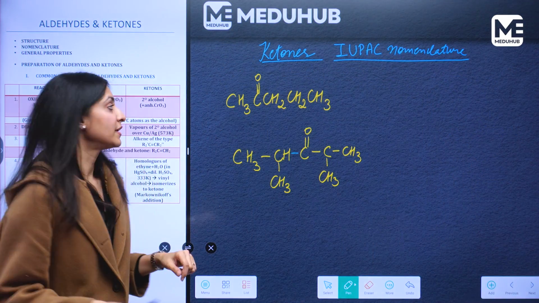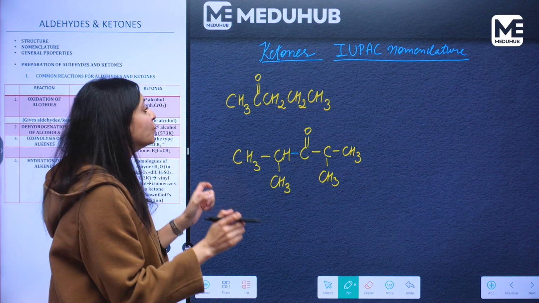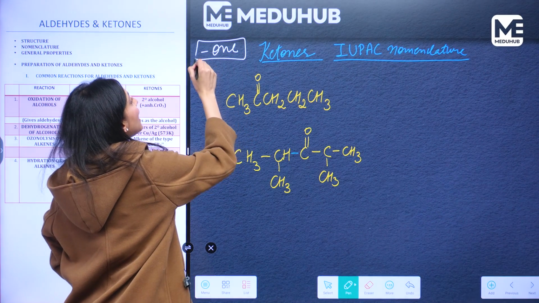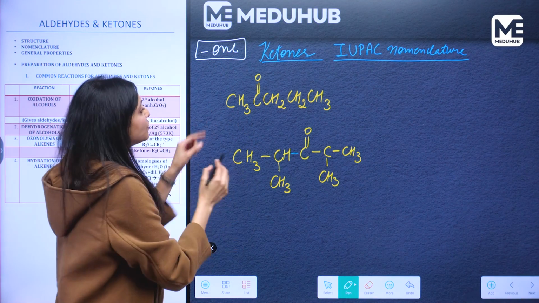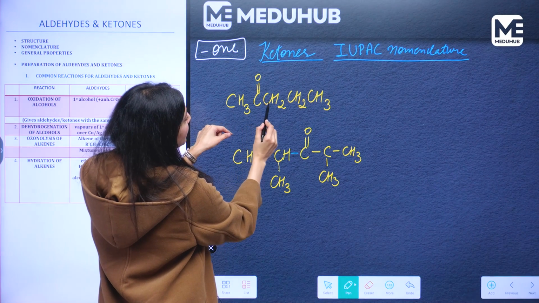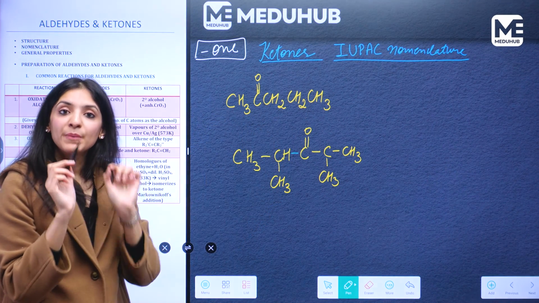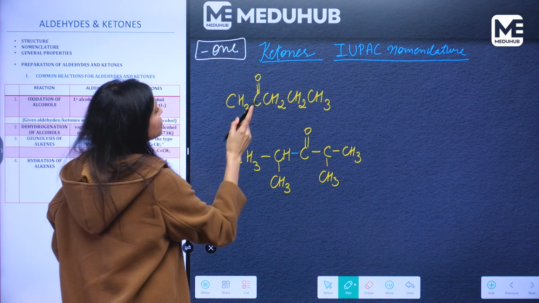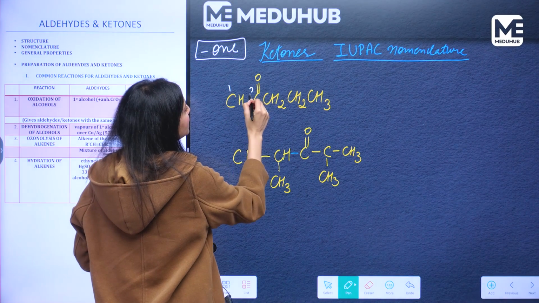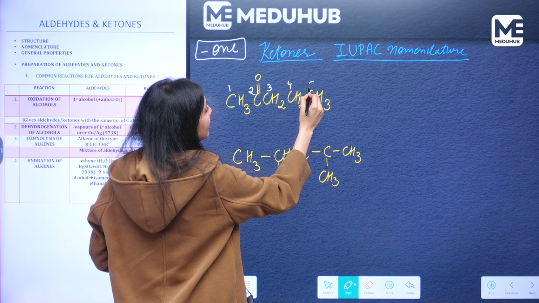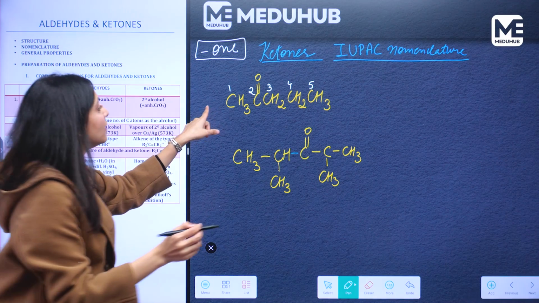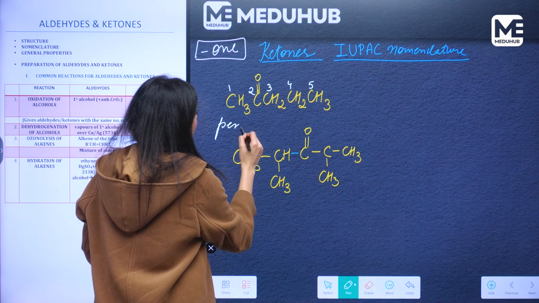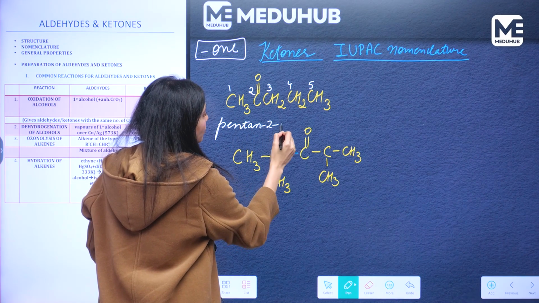Now about the IUPAC nomenclature. In IUPAC nomenclature, what do we do? You add the suffix -one, O-N-E, to the name of the alkane from which the ketone is derived. So here you will see there are 1, 2, 3, 4, 5 carbons. You will start numbering the carbon atoms from the end where the carbonyl group gets the lowest possible number. So this will be carbon 1, carbon 2, 3, 4 and 5. This is a pentanone and it has the carbonyl group at the second carbon. So this will be pentan-2-one.